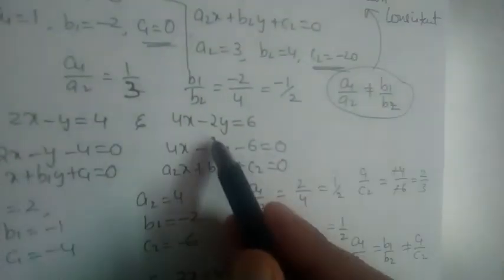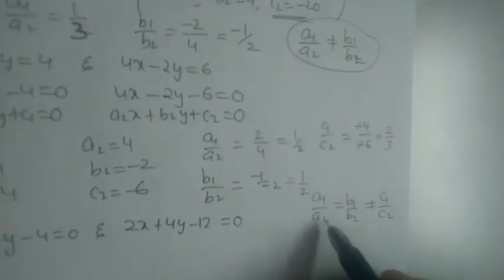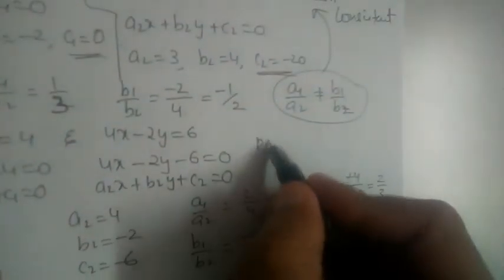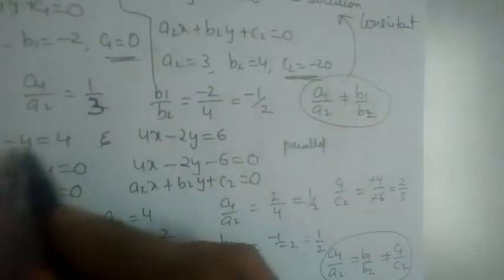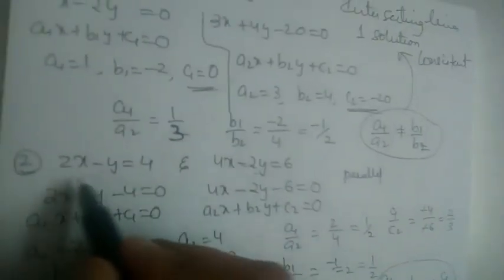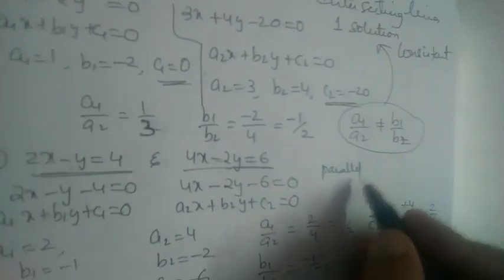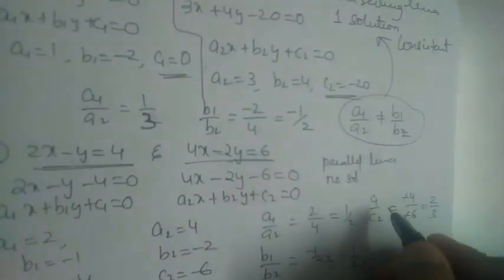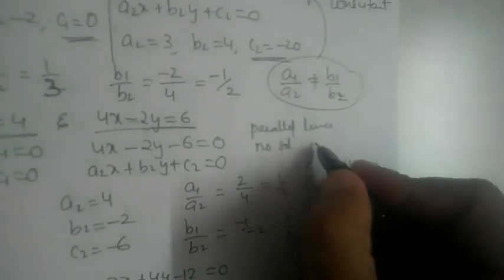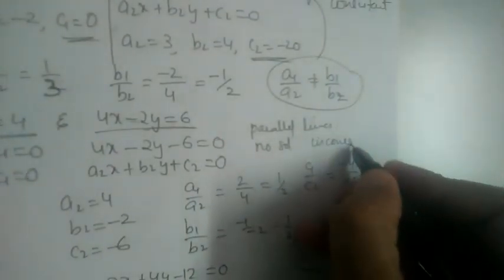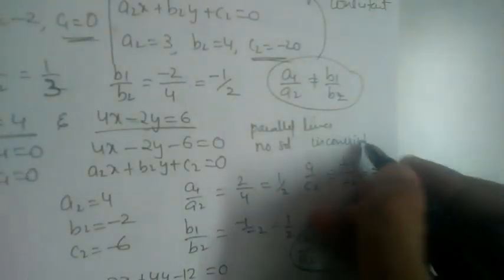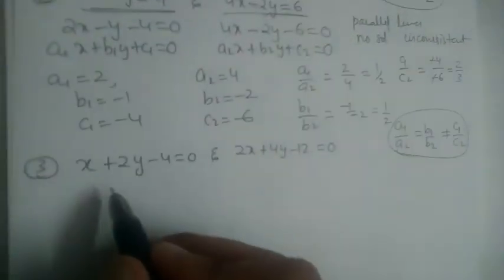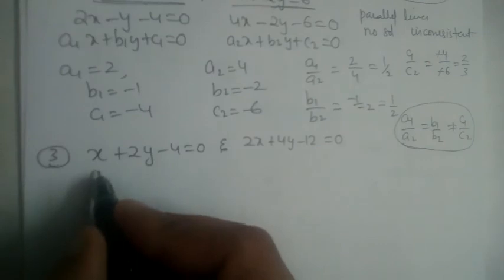So these two lines are what now? What is this condition? Parallel, right? These two lines are parallel to each other. Parallel lines, how many solutions? No solution. Consistent or inconsistent? Inconsistent. Right? Now we have third problem.